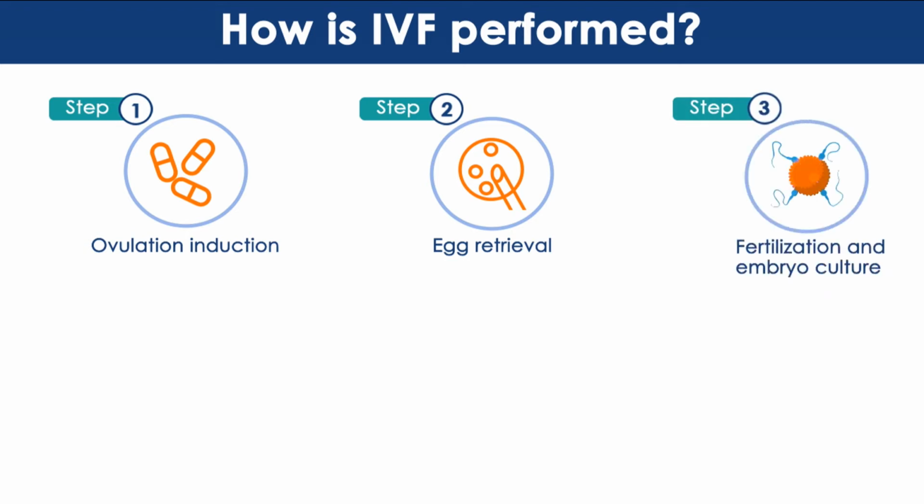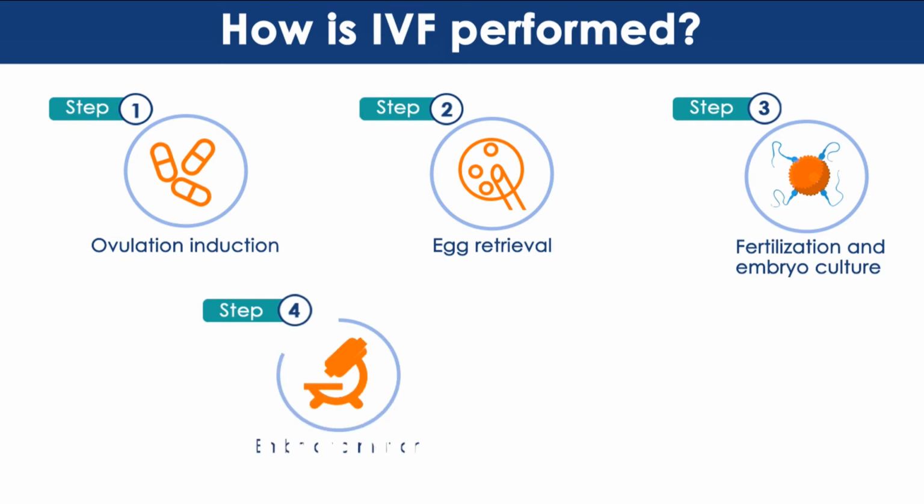Step 3. Now it is time for the fertilization of the egg with the sperm. The sperm sample may be from a partner, volunteer or a sperm donor. The most active sperm is brought into contact with the egg either in a special chamber or by direct injection into the egg.